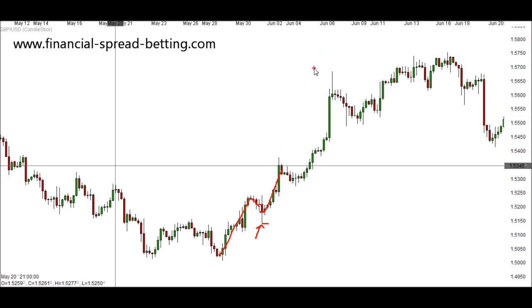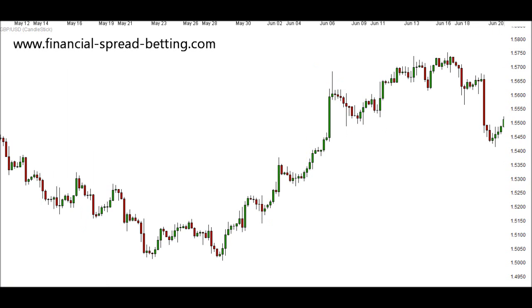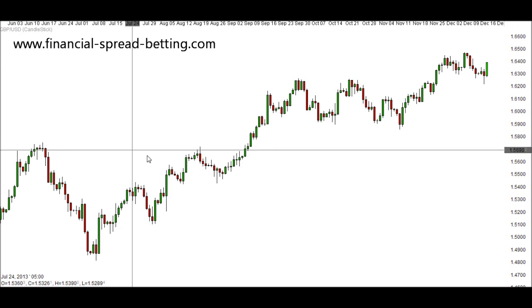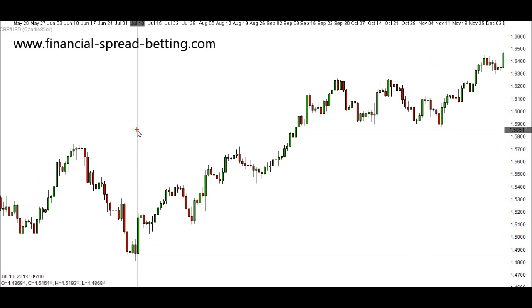So pin bars are showing great force, either buying or selling force in the markets, and can be used as a signal that price is going to reverse. It may not reverse as a downtrend becomes an uptrend, or an uptrend becomes a downtrend, but they definitely can be used to signal perhaps the end of a push or the end of a pullback. If we look at a daily chart of the pound against the dollar, we can see another example.